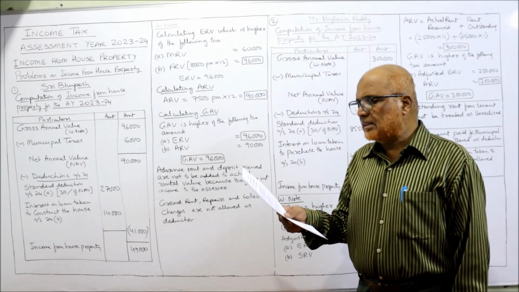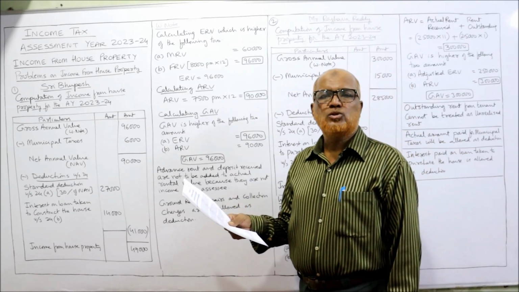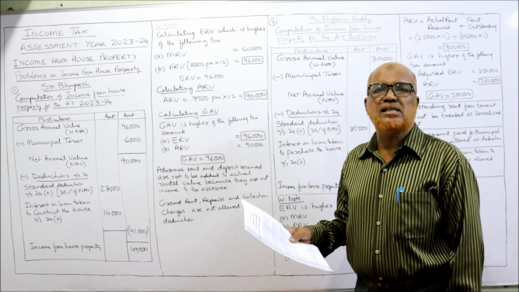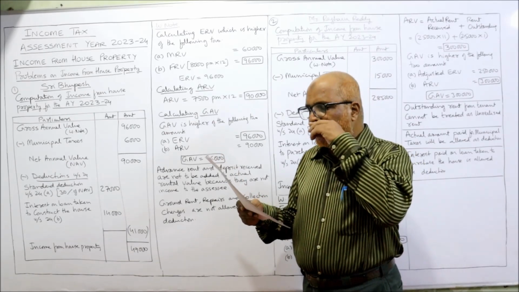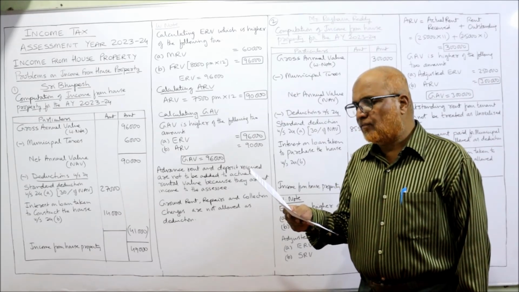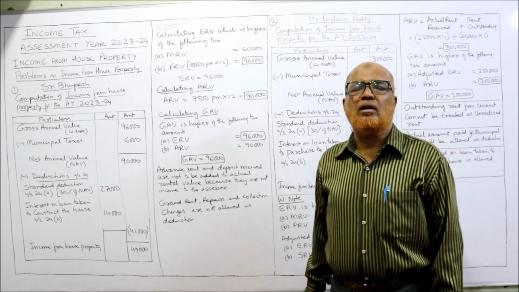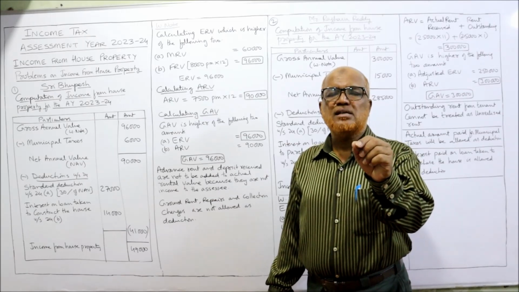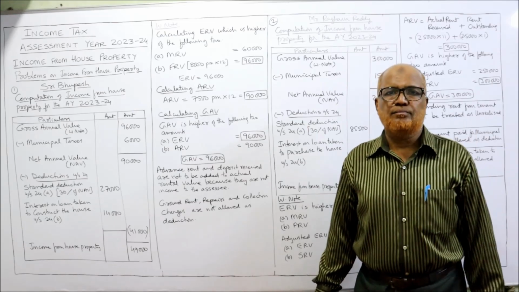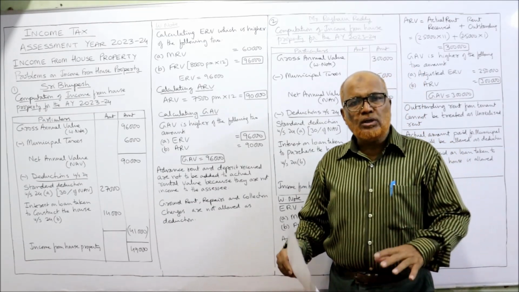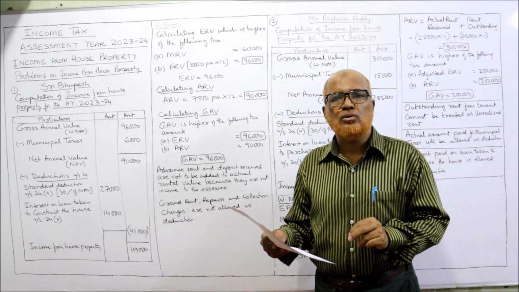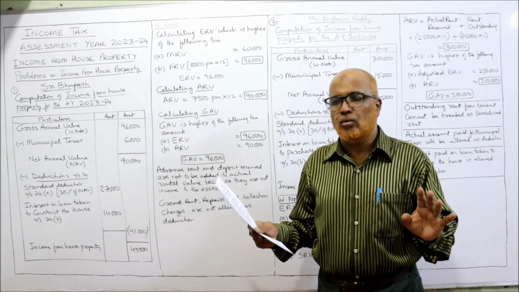Now it is let out on a monthly rent of 25,000 per month. So 25,000 into 12, 3 lakh is the actual rent. Fair rental value 2,10,000 per annum. Municipal taxes due 30,000, out of which 15,000 is paid so far. The provision of the Income Tax Act says municipal taxes will be allowed as deduction only on payment basis, not on due basis. The total municipal tax is 30,000, but the owner has paid only 15,000. Only 15,000 will be allowed.